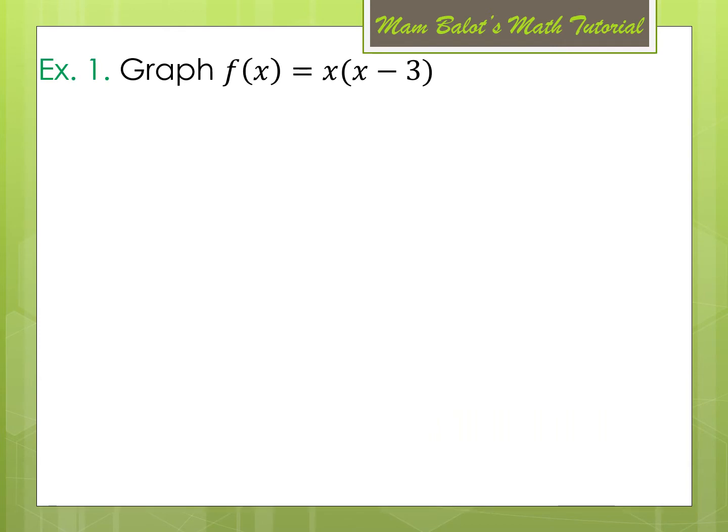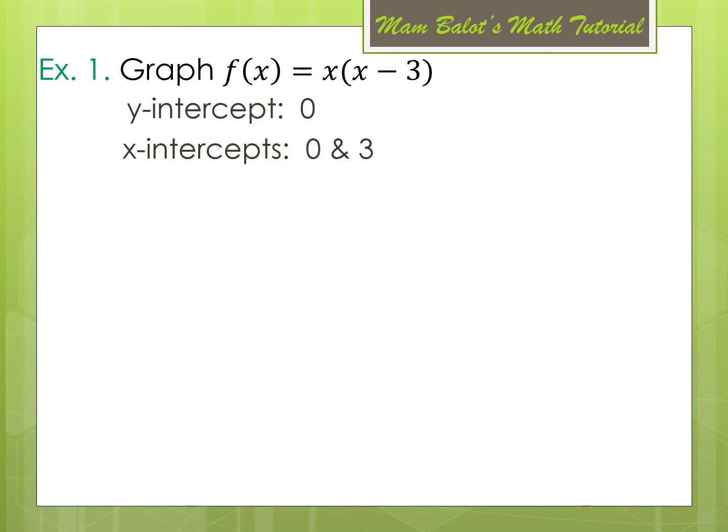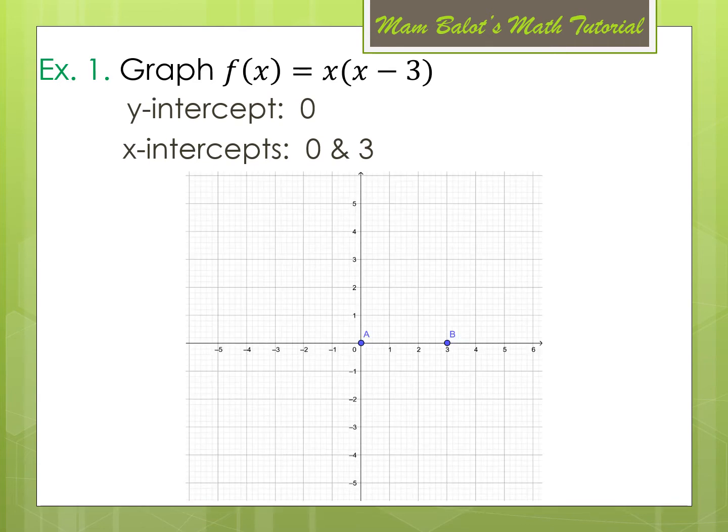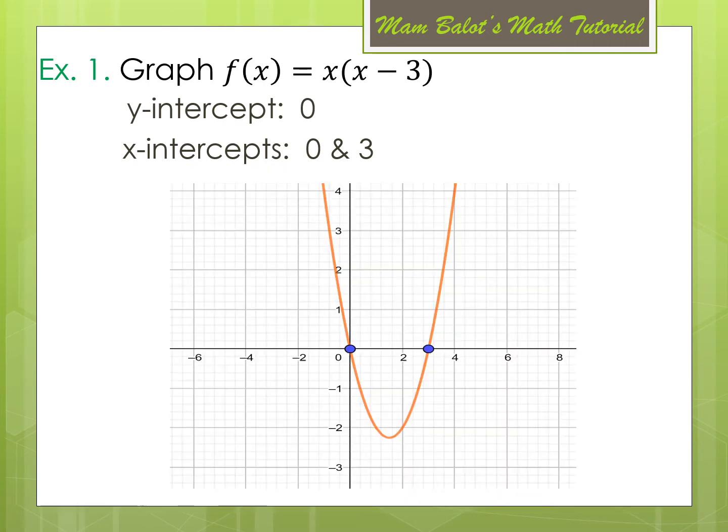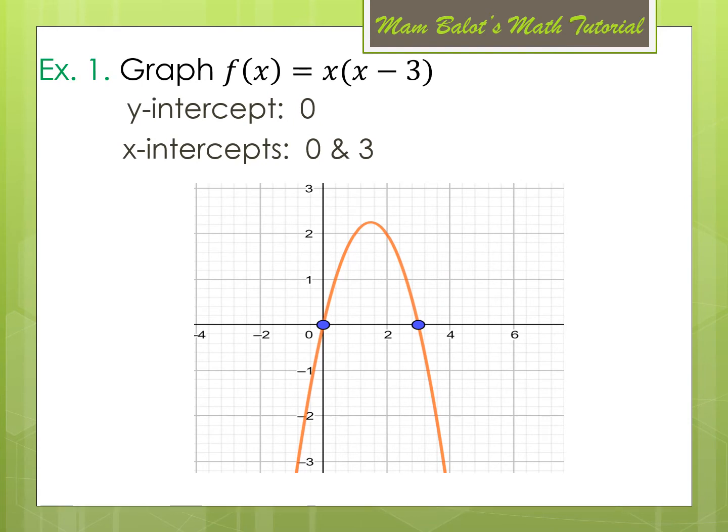Example number 1. Graph f of x is equal to x times x minus 3. In here, our y-intercept is 0 and our x-intercepts are 0 and 3. So we will locate those points on our Cartesian plane. But our problem here is, where does our graph face? Is it facing upward or facing downward? So to know the correct graph, we must now make the table of signs.